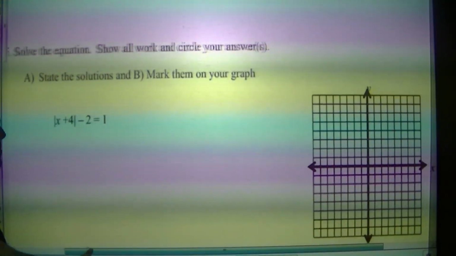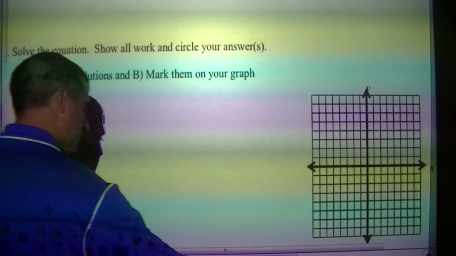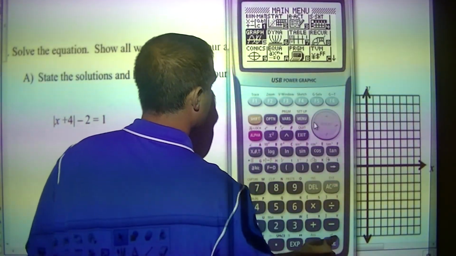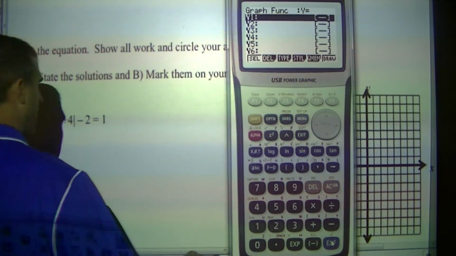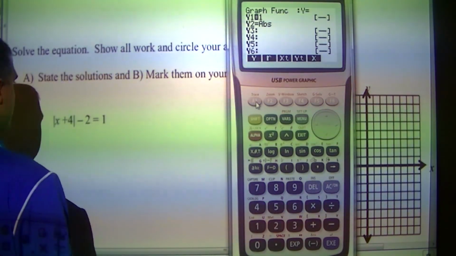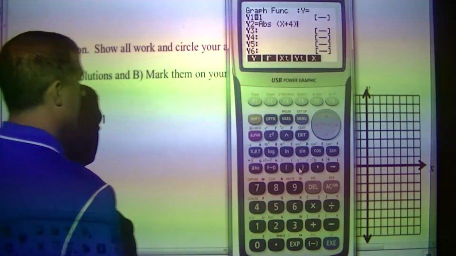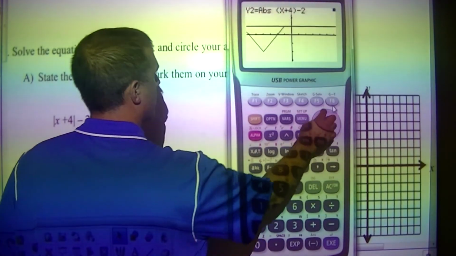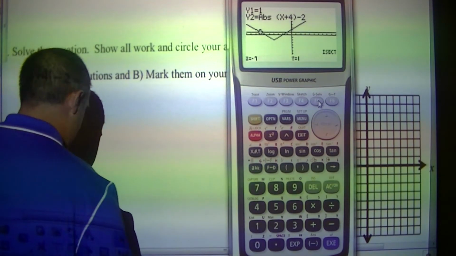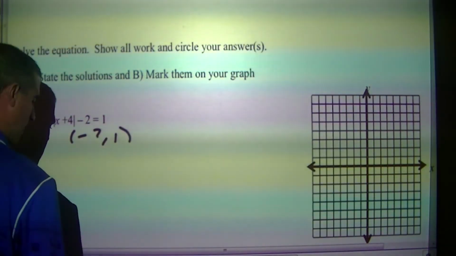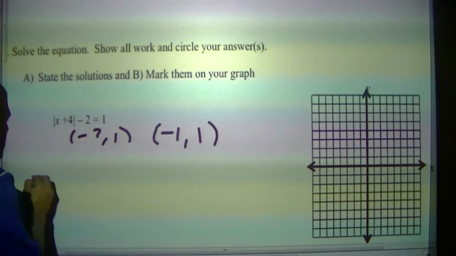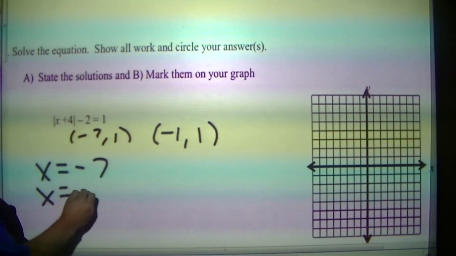State the solutions and mark them on your graph. This is just from last chapter. So I'm going to go into menu and graph. What I'm going to graph first is the right side, which is 1. Then I'm doing option num, ABS, x plus 4, -2. I'm drawing it, F3, X and draw. G-solve, intersect, so I got -7, 1, and -1, 1. So my answers are x equals -7 and x equals -1.